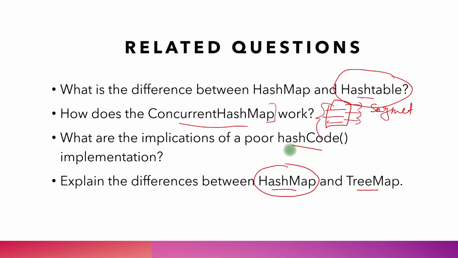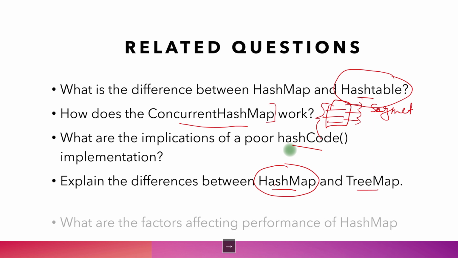Null keys: as we saw, HashMap allows one null key and multiple null values, but TreeMap does not allow any null keys. It will throw a null pointer exception. Usage: use HashMap when we need faster access without caring about the order. Use TreeMap when you need the ordering also.